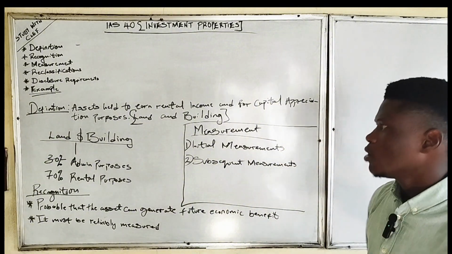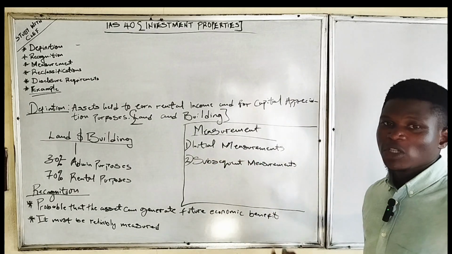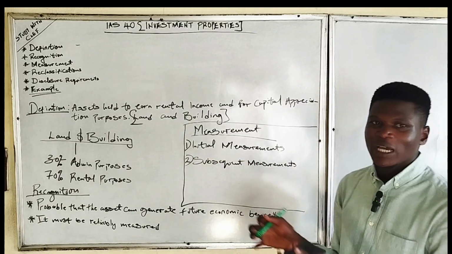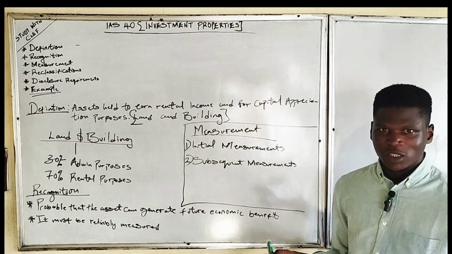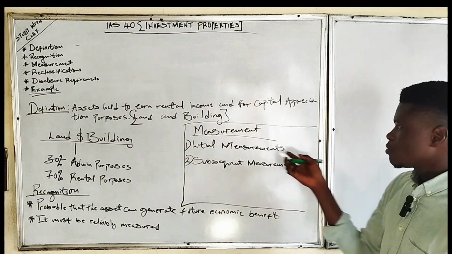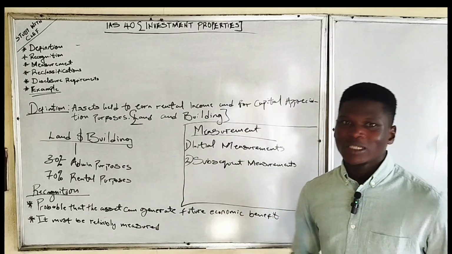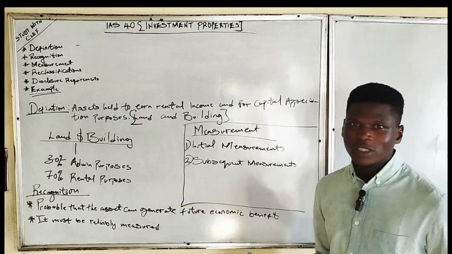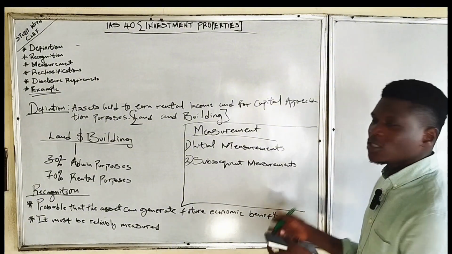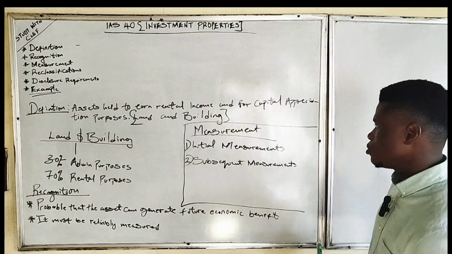So you may also need to look at that so that you'll get more understanding. Initial measurement is how you recognize the asset, in this case investment property, at the initial stage. That's as at when you acquired it. When you acquired that asset, how do you recognize it? How do you place it in your financial statement? We also discussed that in previous videos.